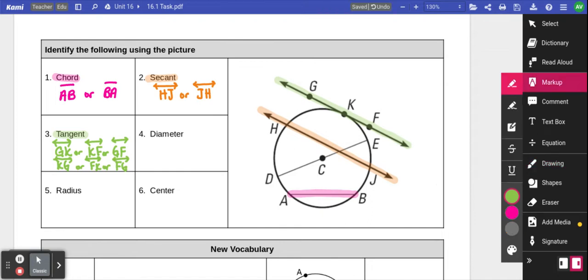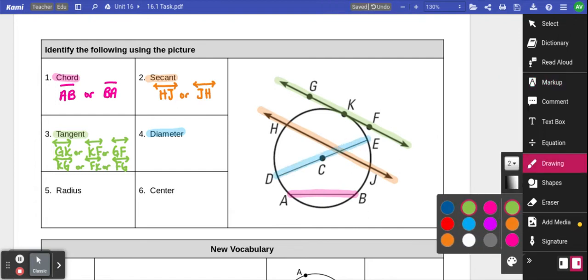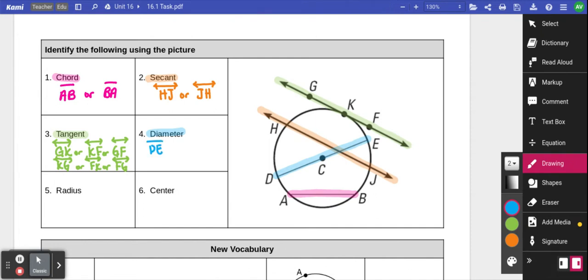Another thing I could ask you to identify is a diameter. Now, a diameter should be a chord. It should stop and start on the edge of the circle, but it should go through the middle. And in this picture, the diameter would be right here. Since we want it to go all the way from D and stop at E, we would name this diameter DE with a little segment on the top, or ED with a little segment on the top.